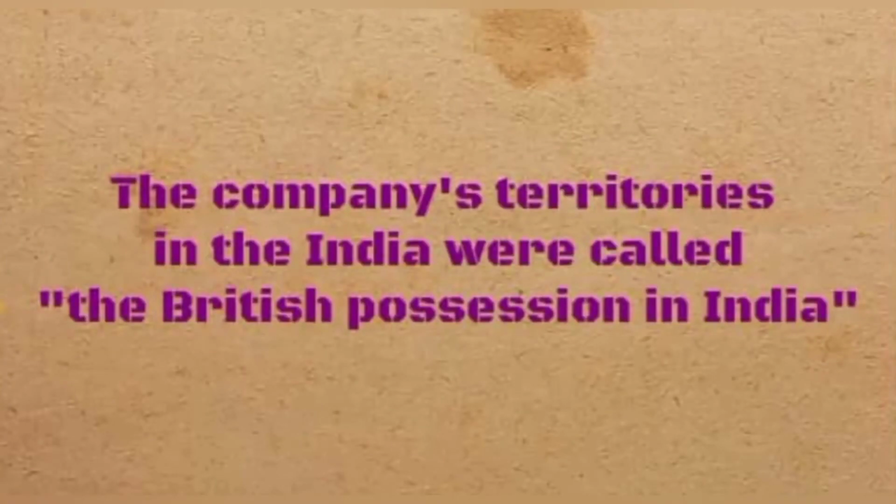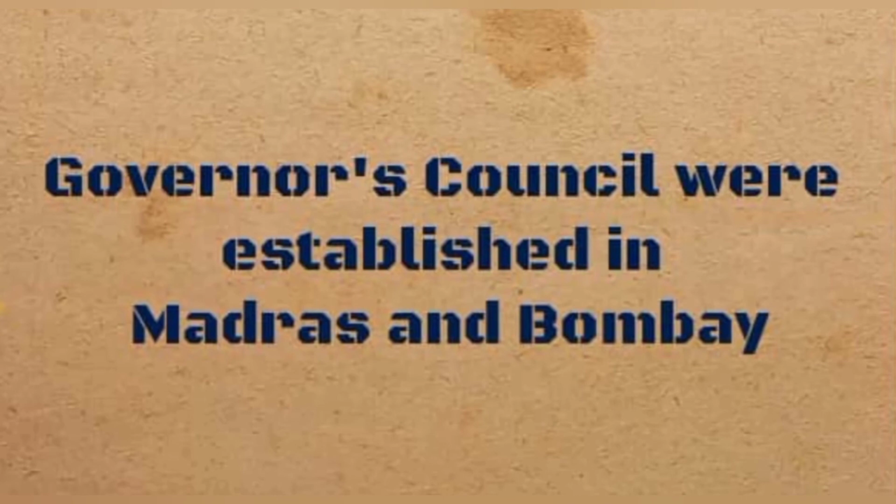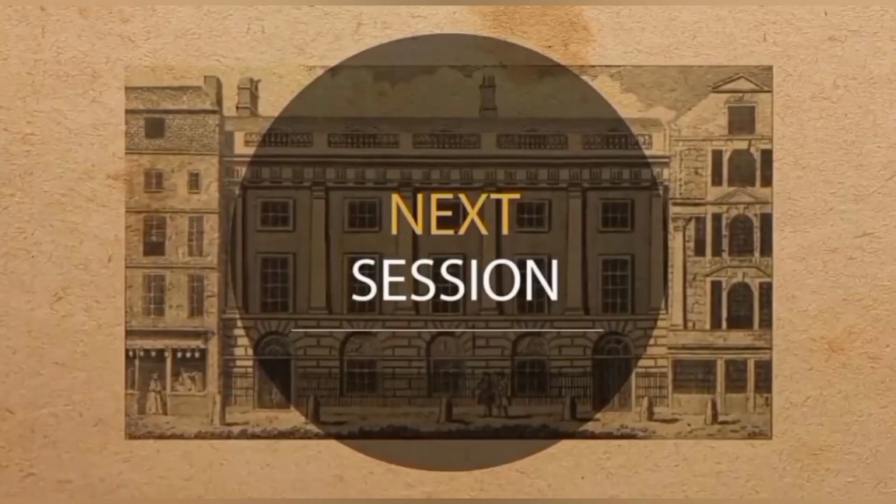The East India Company's territories in India were called the British possessions in India. Very important: the company's territories in India were called the British possessions in India. And the Governor's Councils were established in Madras and Bombay under Pitt's India Act of 1784. These are the main features of Pitt's India Act of 1784.